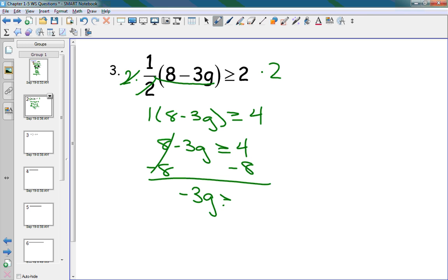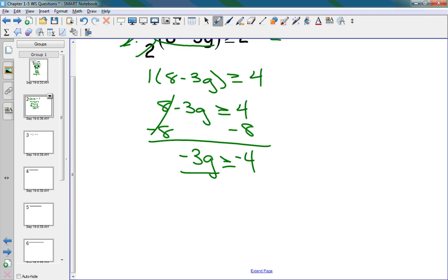Negative 3g is greater than or equal to. I do not flip the sign because I'm subtracting. I didn't multiply or divide. So that's going to give me negative 4. Now divide by negative 3. And I have g. Did I divide by negative? I did, so now I flip the sign and I get positive 4/3.